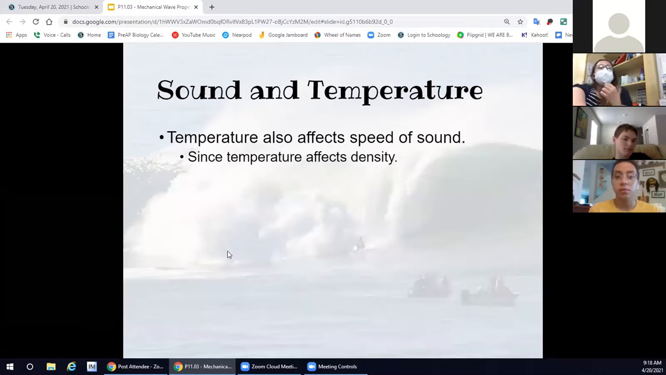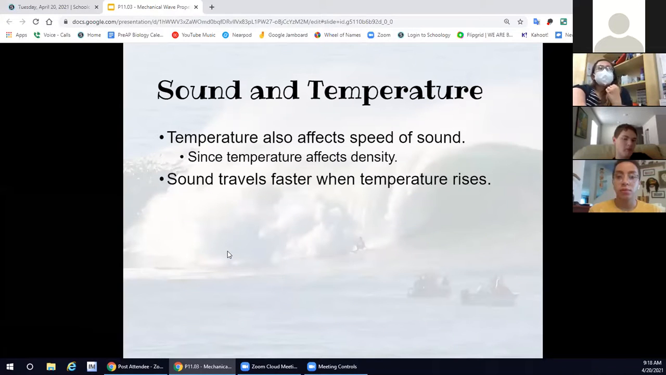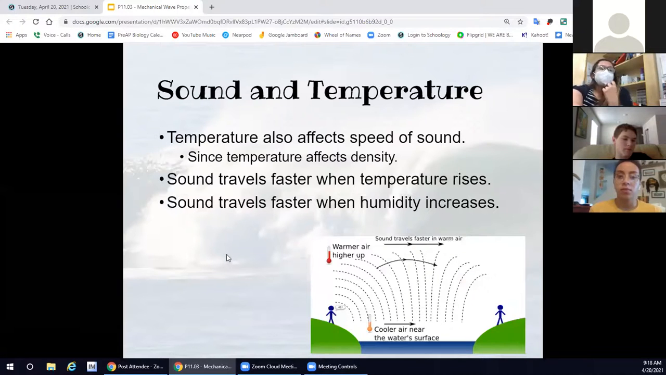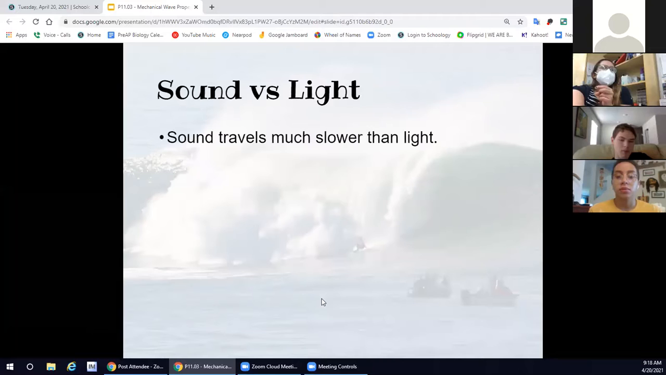Temperature is going to also affect the speed of sound. Sound's going to travel faster when temperatures rise. So I don't think anyone's ever done this before. It's kind of a lost thing. But if you ever go fishing at night, or if you're ever outside playing baseball at night, or if you're ever just outside sitting around at night, you might notice that you can hear things a lot more clearly than you would during the day. And that's just how sound travels.